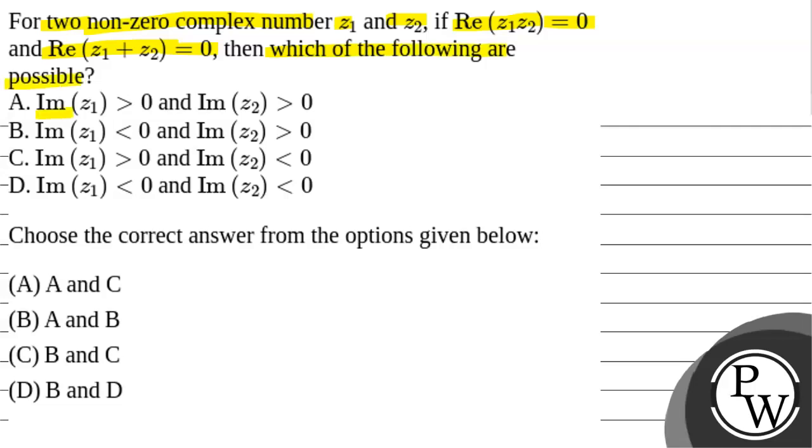A. Imaginary part of z1 is greater than 0 and imaginary part of z2 is also greater than 0. B. Imaginary part of z1 is less than 0 and imaginary part of z2 is greater than 0. C. Imaginary part of z1 is greater than 0 and imaginary part of z2 is less than 0. Or D. Imaginary part of z1 is less than 0 and imaginary part of z2 is less than 0 as well. So we have to choose the correct answer from the options which are given to us over here.